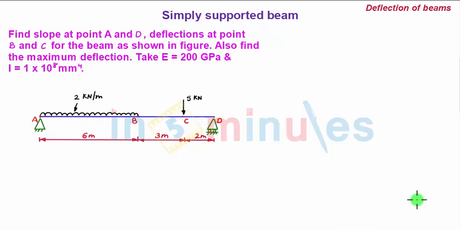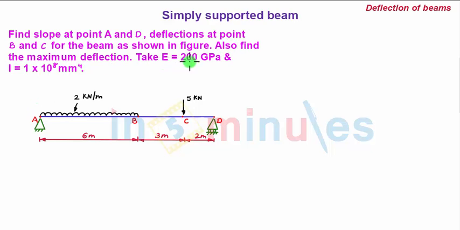We take a problem on deflection of beams, and we'll consider a simply supported beam. Our problem statement is: find slope at points A and D and deflections at points B and C for the beam as shown in the figure. So this is the loading diagram of the beam which is given. Also find the maximum deflection.